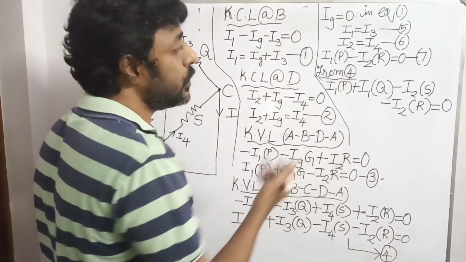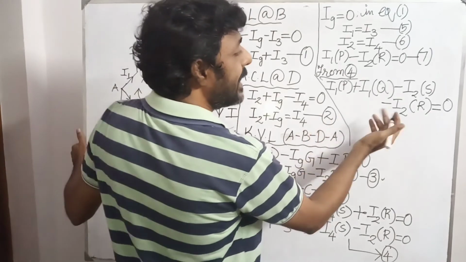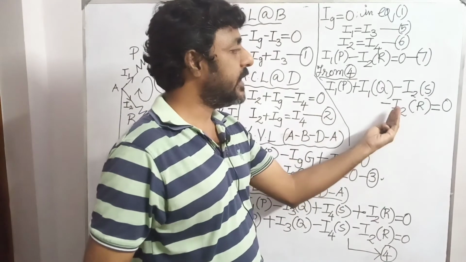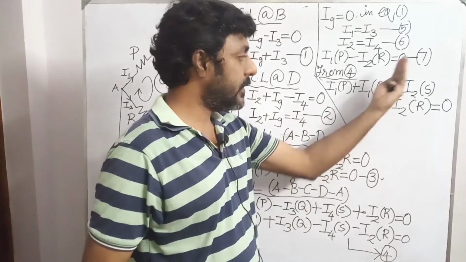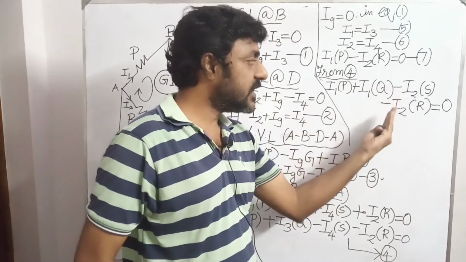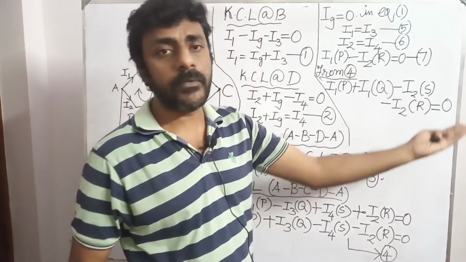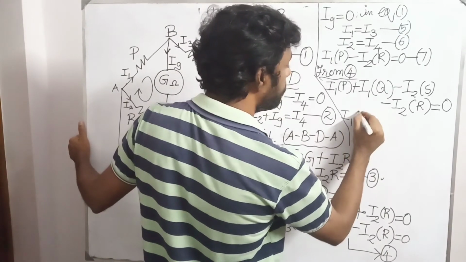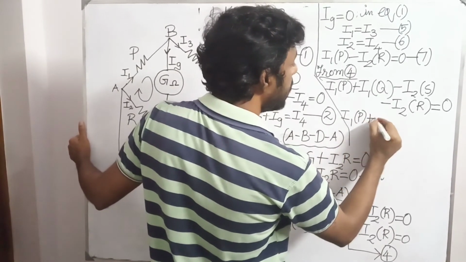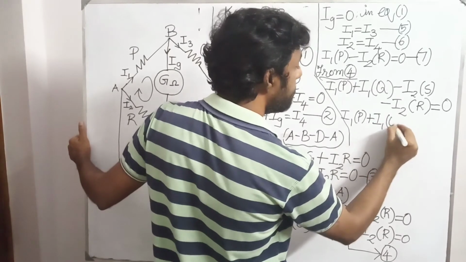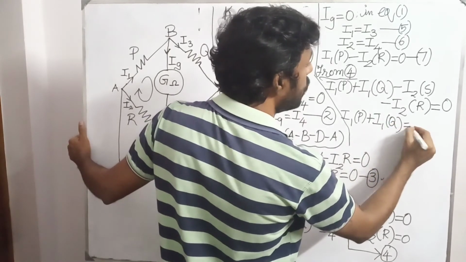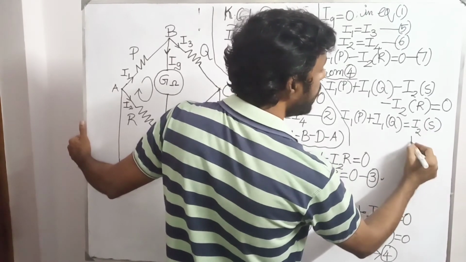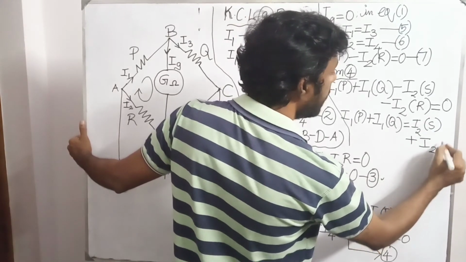So what am I going to do here? I am going to make these two quantities move to the right hand side. Naturally, the negative signs associated with these quantities will be converted into positive. So what I am doing is I1P plus I1Q is equal to I2S plus I2 into R.